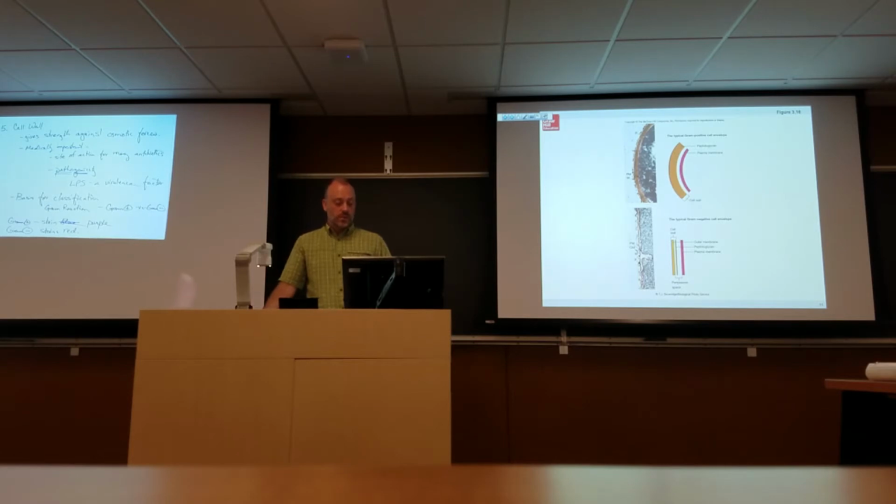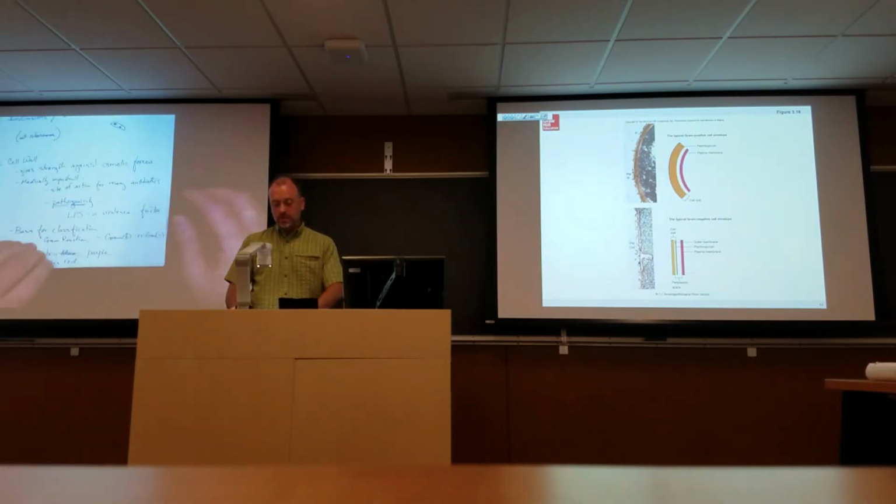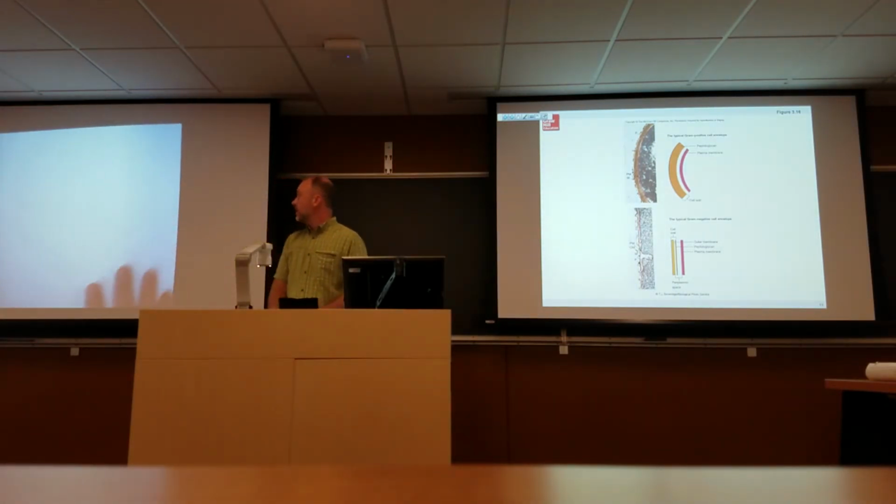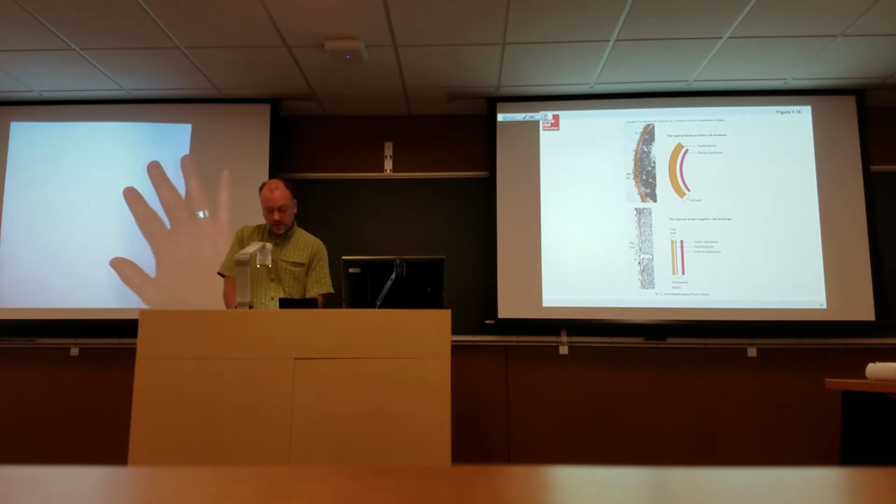So there's two major categories. We're going to look at some detail about what's in the cell wall and what makes them different with respect to their staining. And the main thing, like I said before, is a molecule called peptidoglycan.